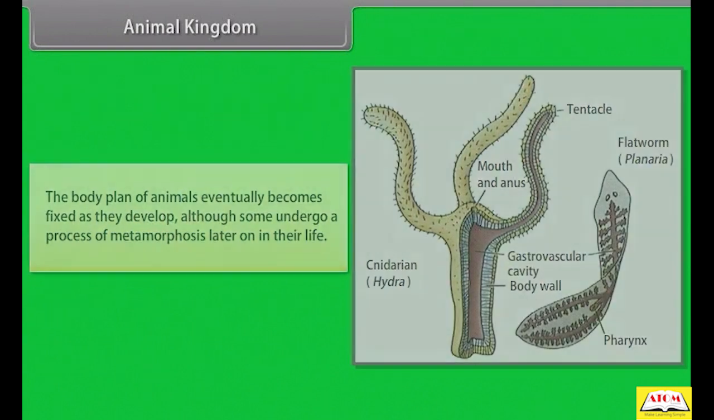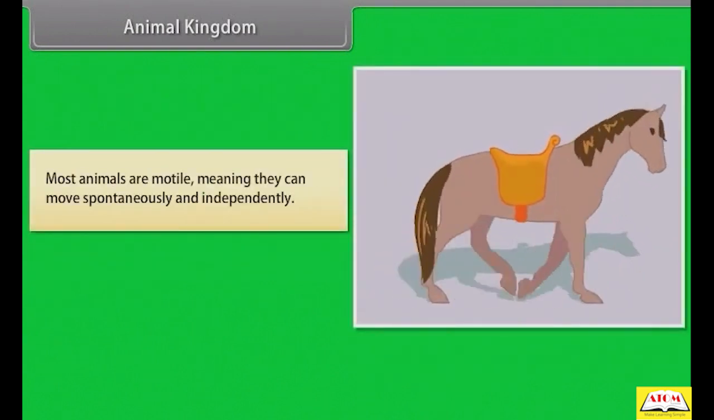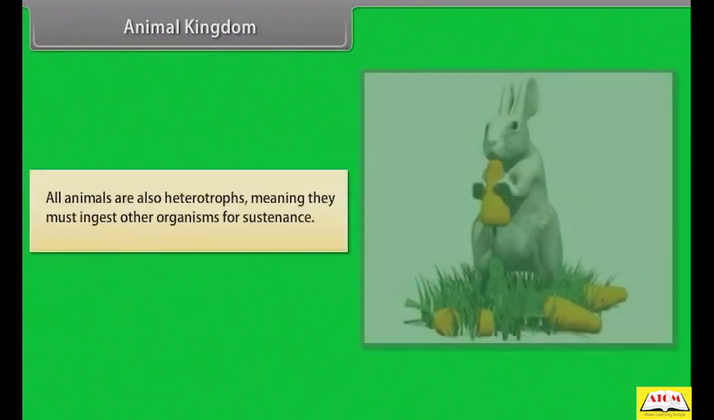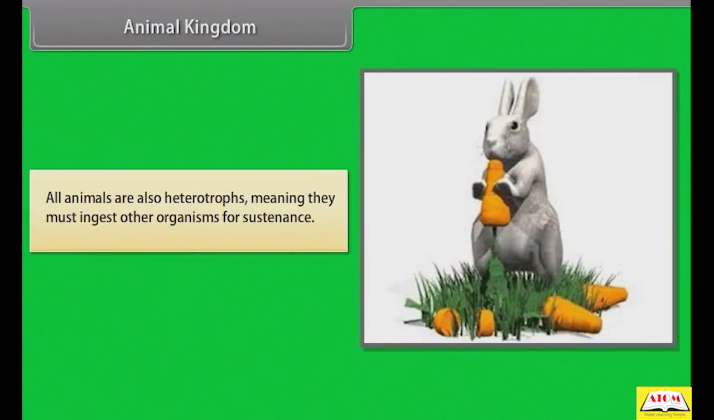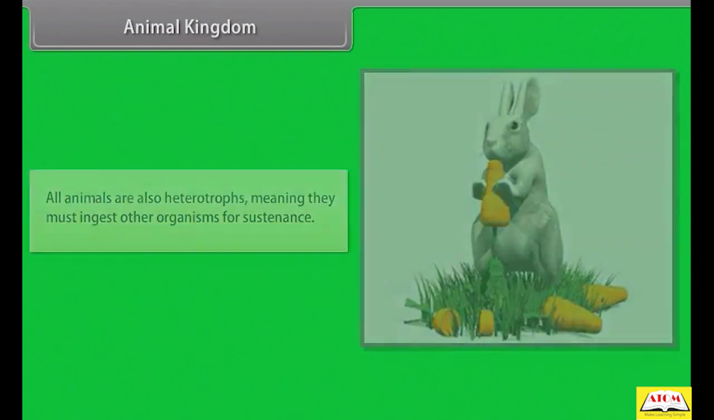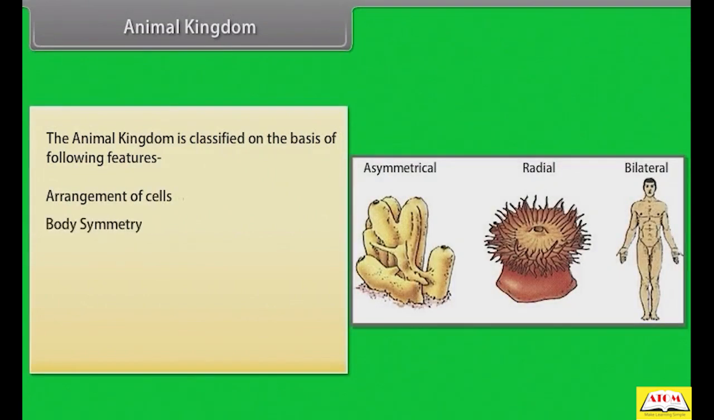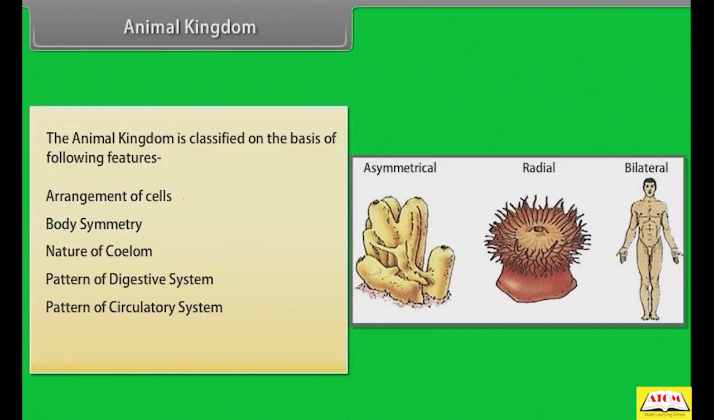Most animals are motile, meaning they can move spontaneously and independently. All animals are also heterotrophs, meaning they must ingest other organisms for sustenance. The animal kingdom is classified on the basis of the following features: arrangement of cells, body symmetry, nature of coelom, pattern of digestive system, pattern of circulatory system, pattern of reproductive system.